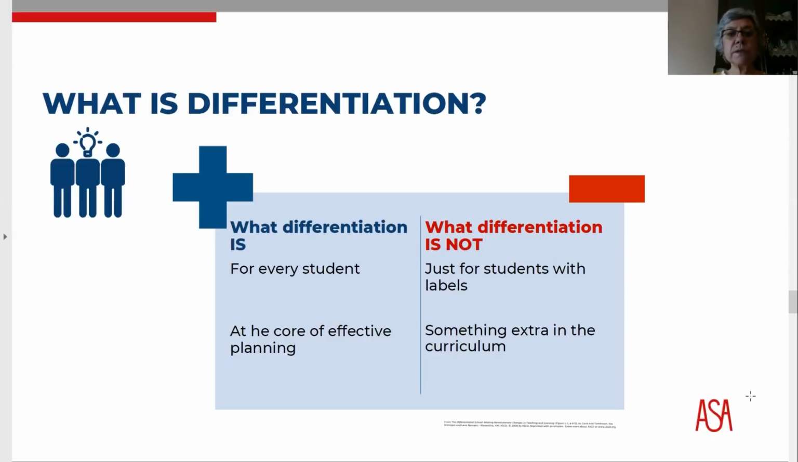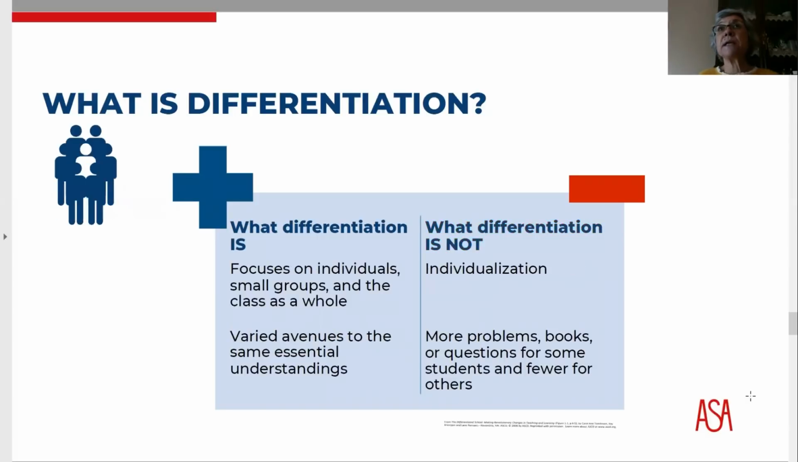Differentiation is for every student and is at the core of effective planning. It's not the extra thing you do in the curriculum. So basically, when you plan your teaching process, you plan for differentiation. You don't do it afterwards or as an extra. It focuses on individuals, okay, but it can be focused on small groups and the class as a whole. It doesn't have to deal with a student at a time. It would be impossible for us to do that.